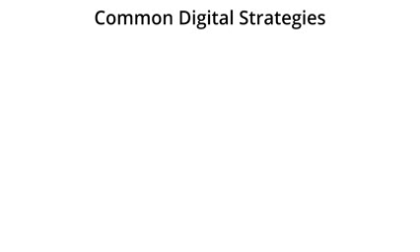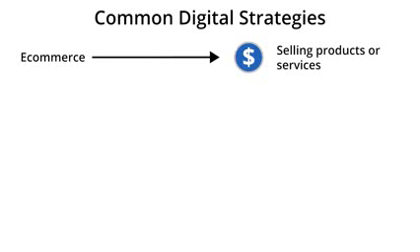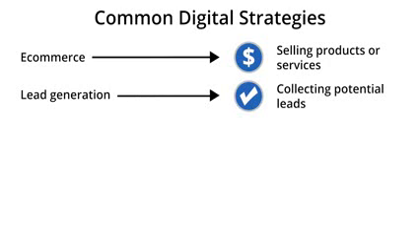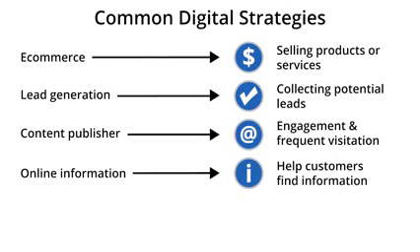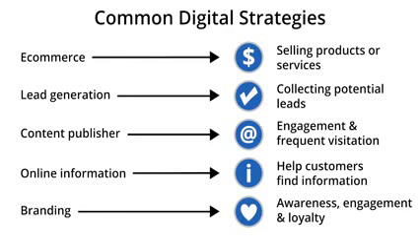Remember, each business will have its own set of strategies, but most of them will closely relate to these 5 common types. For e-commerce sites, selling products or services. For lead generation sites, collecting potential leads. For content publishers, encouraging engagement and frequent visitation. For online information or support sites, helping users find the information they need. And for branding, driving awareness, engagement, and loyalty.